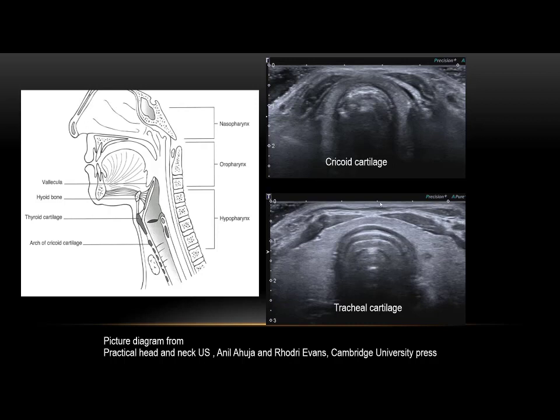When the sound beam passes through, it reflects back and creates the mirror artifacts. So with this you can see cartilage in parallel lines like this, but the true cartilage is the uppermost one, the first one. The second and the third appear as mirror artifacts from the tracheal membrane.